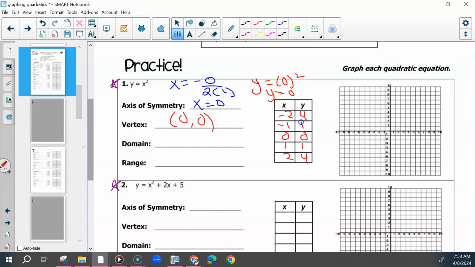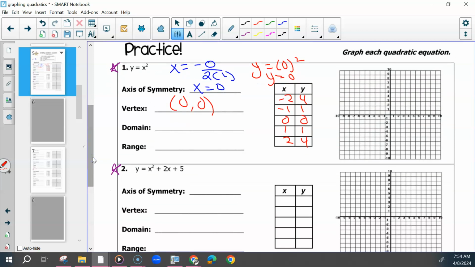So remember that your axis of symmetry cuts your parabola in half. So whatever it is on one side, it should be the same on the other side, your y values anyway. So then we're going to plot these points. And you'll see it makes that U-shaped parabola.